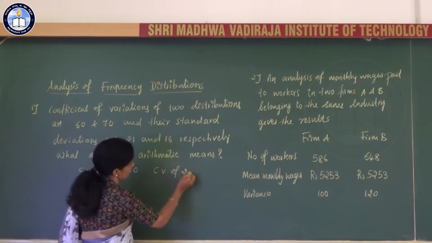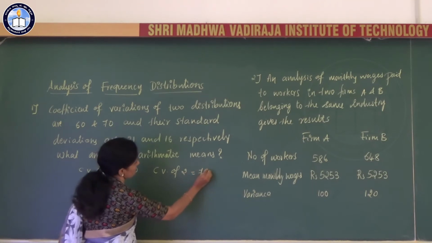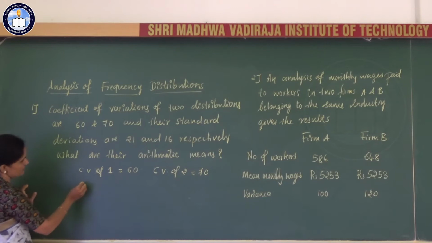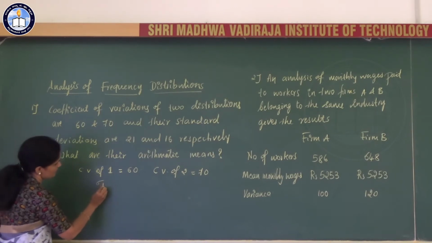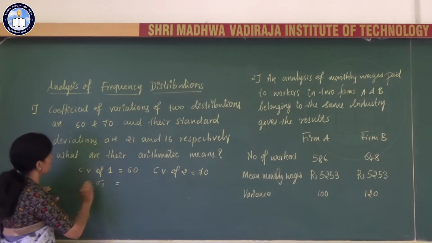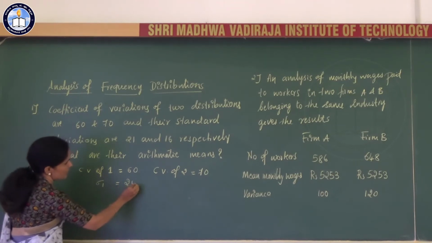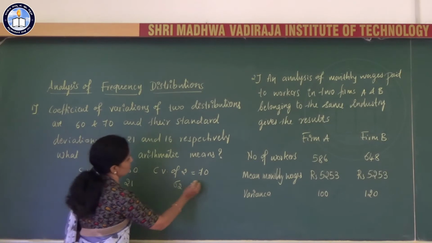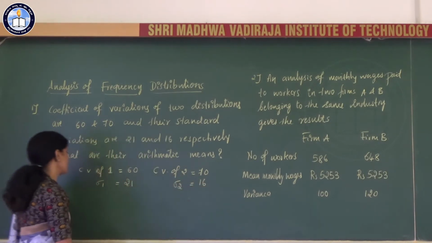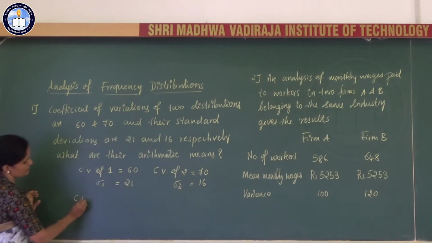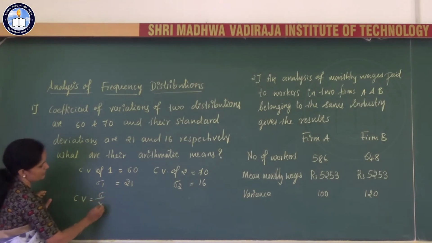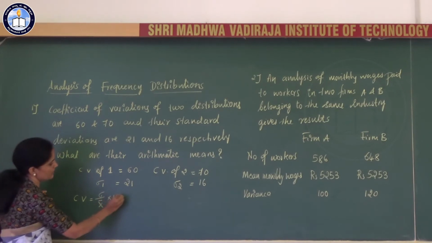So the mean of the second distribution is equal to 70, and the standard deviation of the first distribution, sigma 1, is equal to 21, and the standard deviation of the second distribution, sigma 2, is equal to 60. So I will write the formula here. What is the formula for CV? The common formula: sigma divided by x bar into 100.